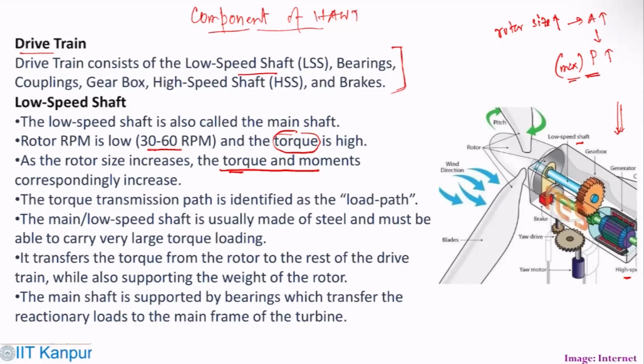The torque and moment would also increase. The torque transmission path is also called the load path, because this is the important path through which load transmission takes place. The main or low speed shaft is usually made of steel and must be able to carry very large torque loading, because it is connected with the rotor blades, which are rotating. When a large structure is rotating, that generates a lot of torque, and that torque loading comes on this particular shaft.